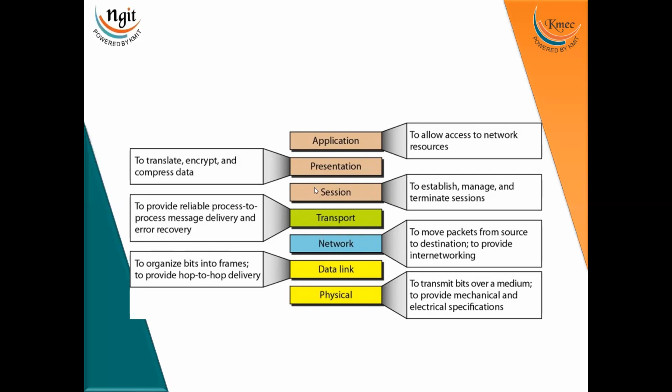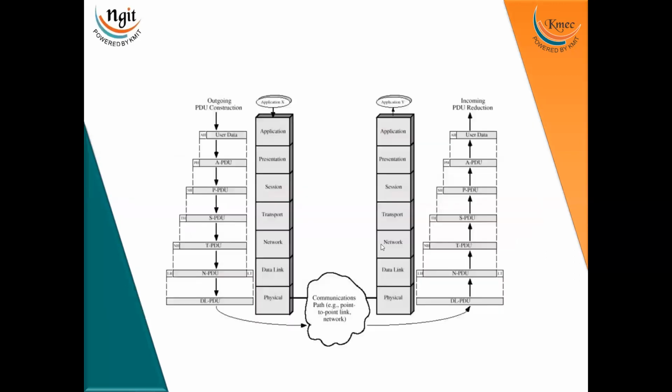What is the session layer? To establish, manage, as well as terminate sessions, we use the session layer. Next, we have the presentation layer. To translate, encrypt, and compress the data, we use the presentation layer. The next one is the application layer, to allow access to network resources. Here we have the 7 layers: physical, data link, network, transport, session, presentation, and application. Whenever we have a communication of data, it is done through these 7 layers.